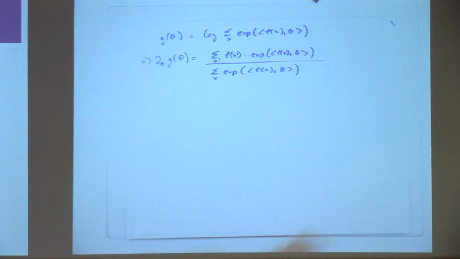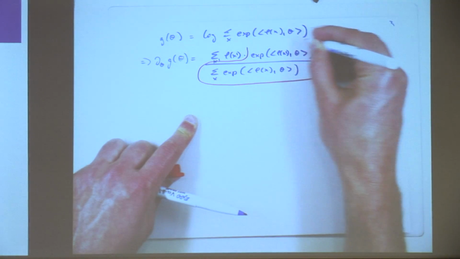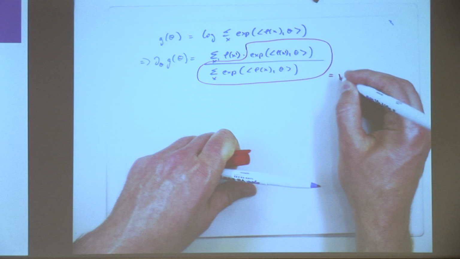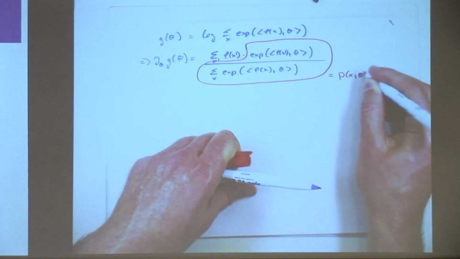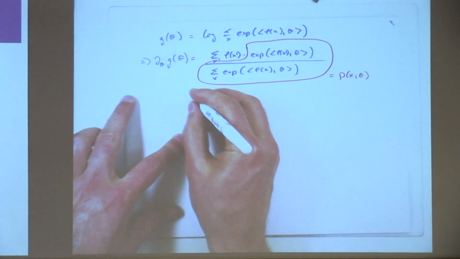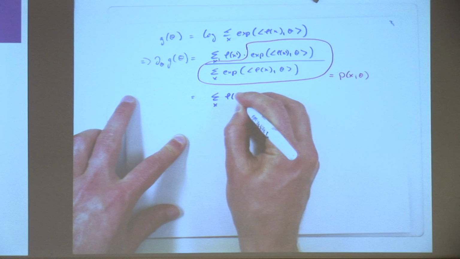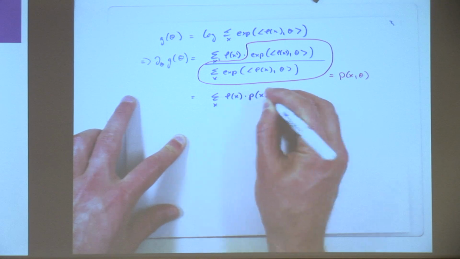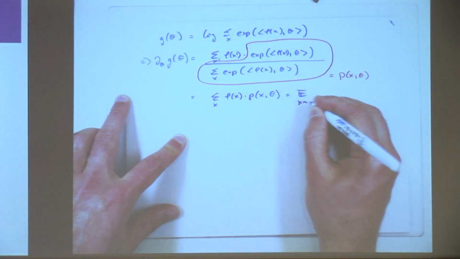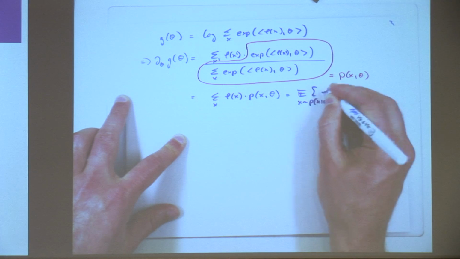Now, let's look at this term here. This equals p of x parameterized by theta, right? So I get the sum over x of phi of x times p of x parameterized by theta, which is nothing else but the expectation of phi of x, with x drawn from p of x parameterized by theta.